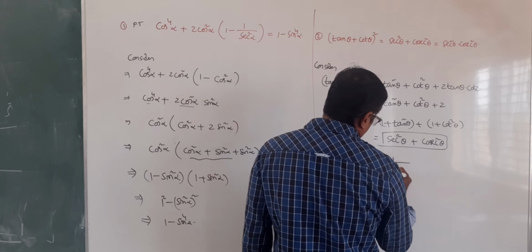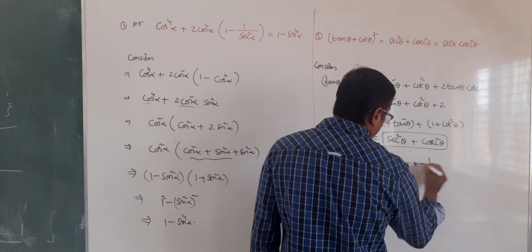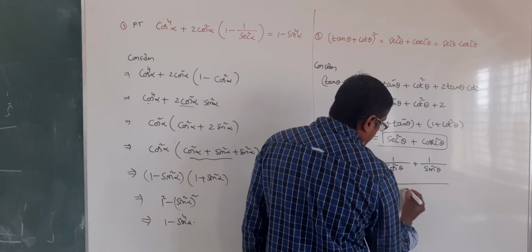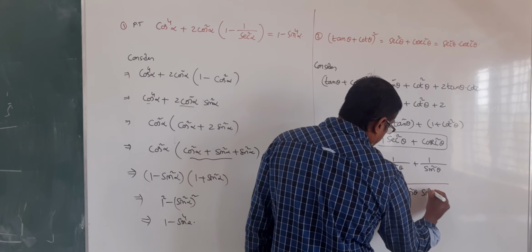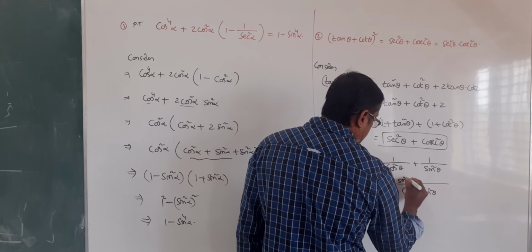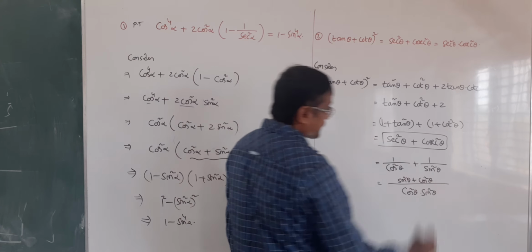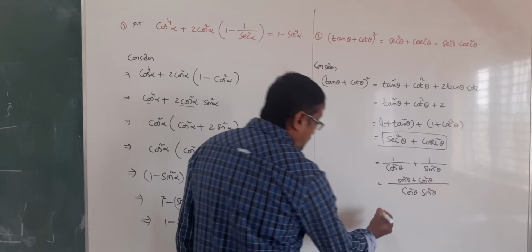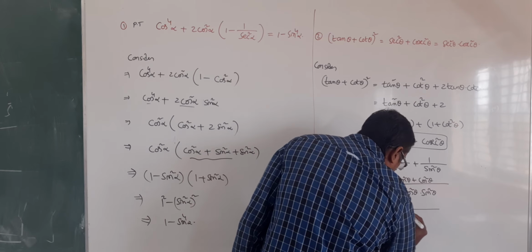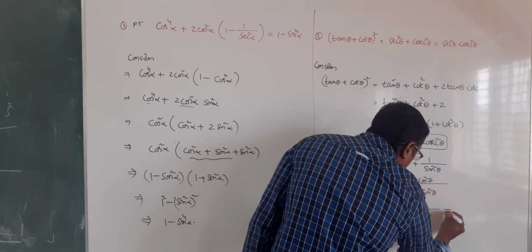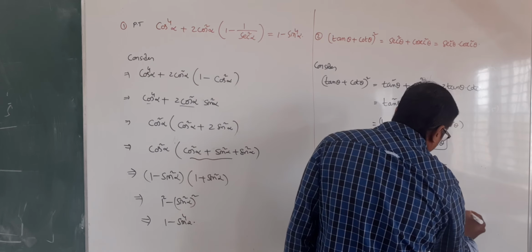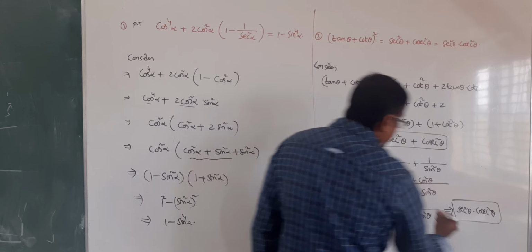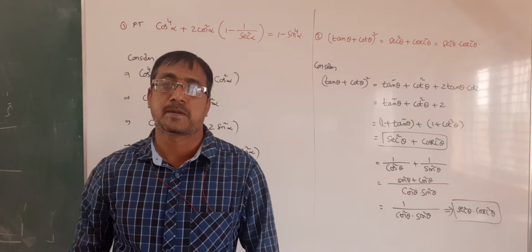Now this can be written as 1 by cos square theta plus 1 by sin square theta. Now take the LCM, cos square theta into sin square theta. Numerator is sin square theta plus cos square theta, which is always 1. So you will get 1 by cos square theta into sin square theta. 1 by cos square theta is secant square theta, and 1 by sin square theta is cosecant square theta. That is the second part of the solution.